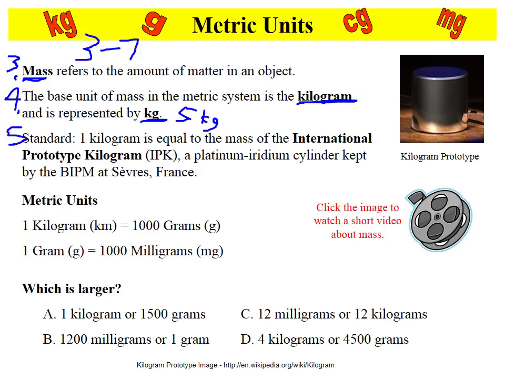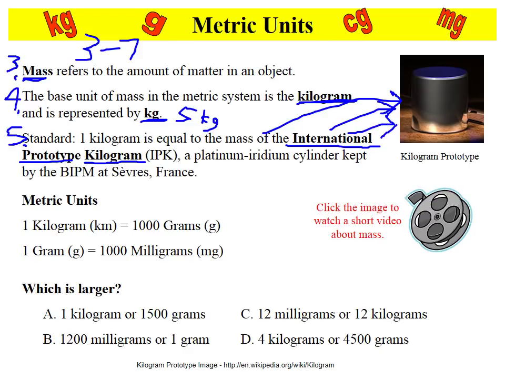For number 5, the standard for a kilogram is equal to the mass of what they call the International Prototype Kilogram. So you might want to pause that for a second so you can write that down. But what that is, there's a picture of it over here, and it is a platinum iridium cylinder kept by the BIPM at Sevres, France. I might have said that wrong, but basically it is a standard that we use as a kilogram. That thing is a model for what 1 kilogram should weigh.